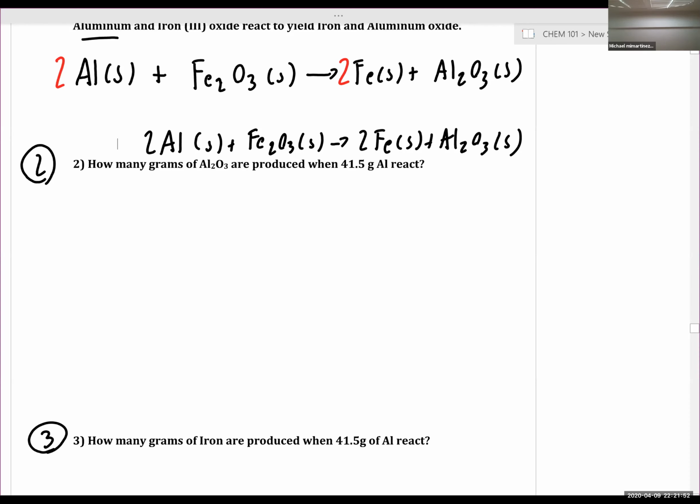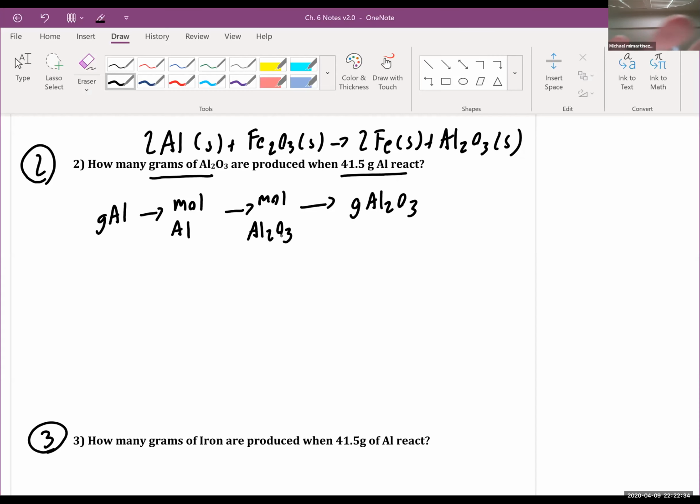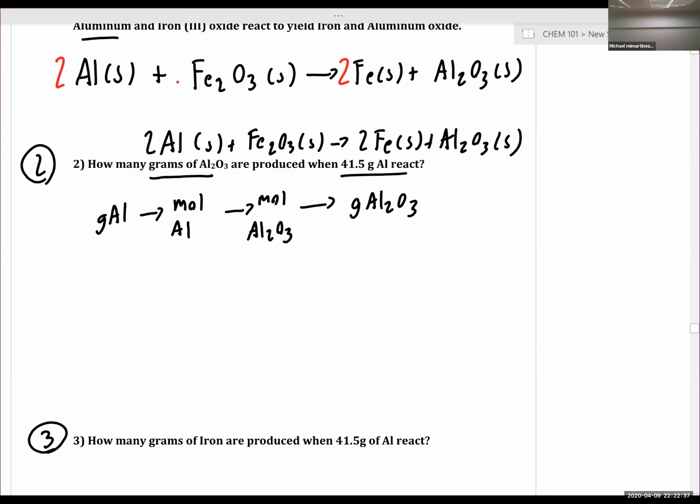Okay, so let's discuss our solution and let's discuss our thought process for each of these problems. So we're asked to calculate the grams of aluminum oxide produced when 41.5 grams of aluminum react. So we want to calculate the grams of aluminum oxide, and we are given the grams of aluminum. As this is a typical stoichiometry problem, we're going to go through units of moles in order to use our chemical equation and perform a mole-to-mole conversion. Now that we have our solution map established, we're going to begin our unit conversion process.